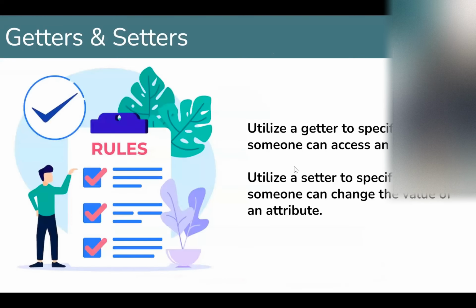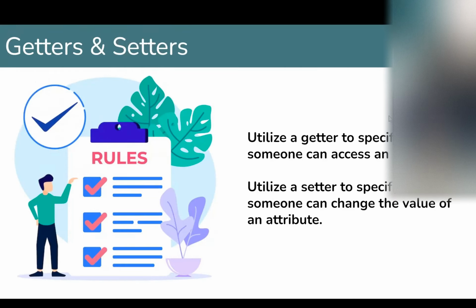Okay, so this goes back to a question that I believe Pete asked earlier about how to avoid people just going in and messing up your variables randomly, right? So this is where getter and setter methods really come in handy. Getter methods specify how somebody can get or access an attribute, and setters specify how somebody can change the value or set the value of that attribute.